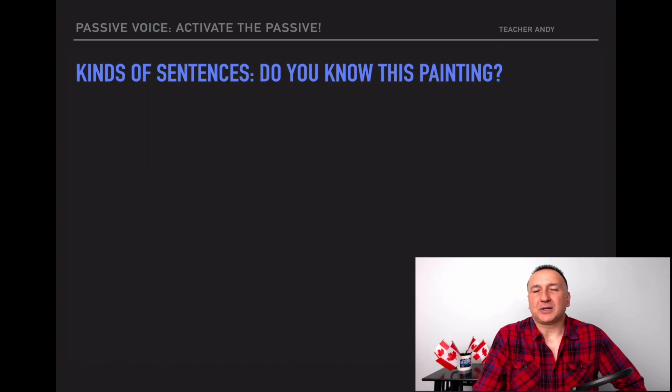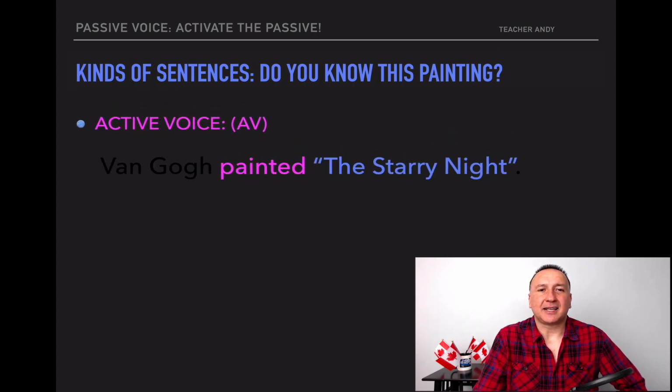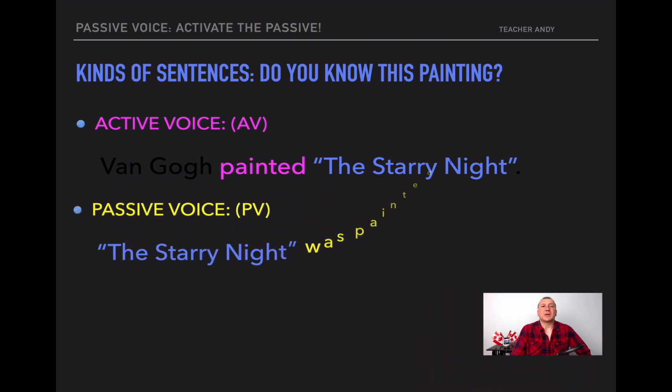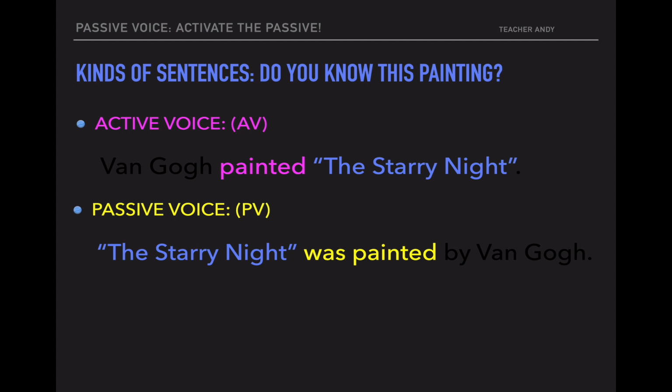And again, we already talked a little bit about the painting. For active voice, we could say something like this. Van Gogh painted The Starry Night, right? This one, active voice. There's the verb painted. But usually in English, we can transform it to passive voice. And when we have passive voice, we just switch it around. And we have The Starry Night was painted by Van Gogh, right?